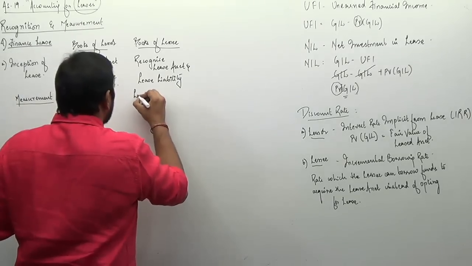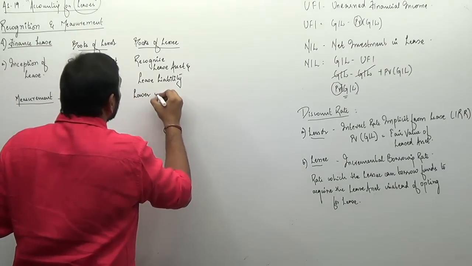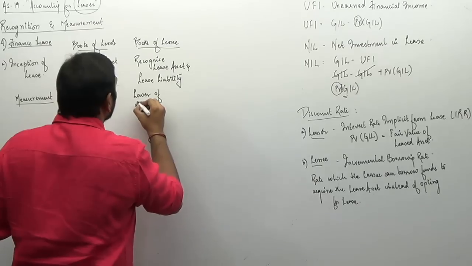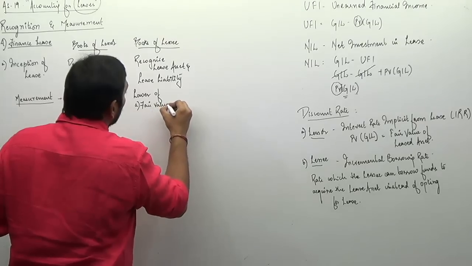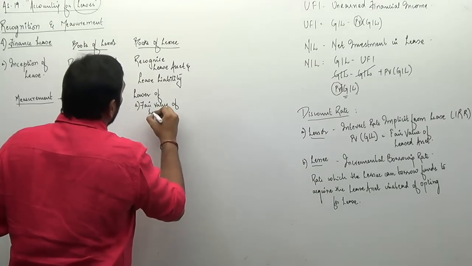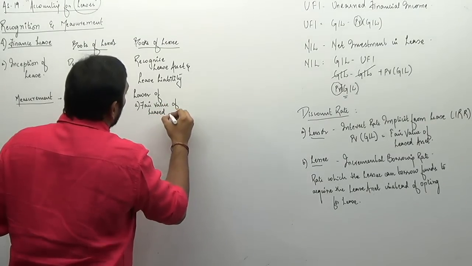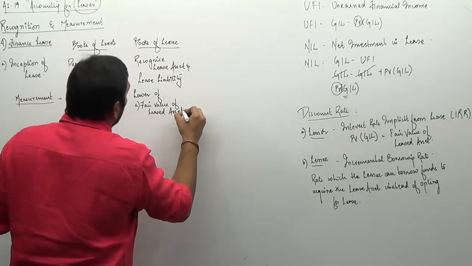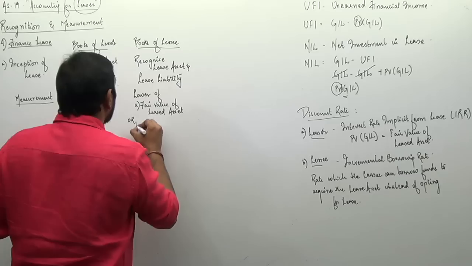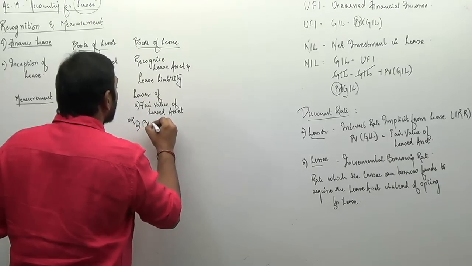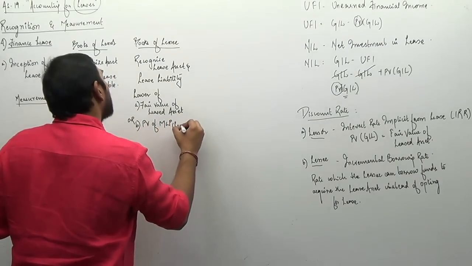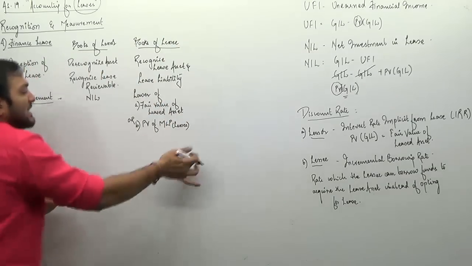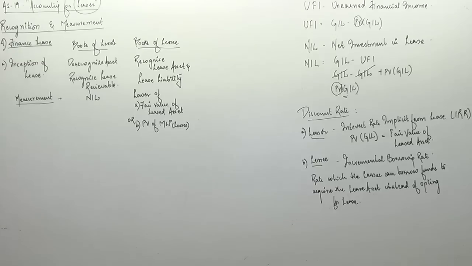Lessee will recognize at the lower of the fair value of the leased asset or the present value of MLP from the standpoint of the lessee. In the lessee's books, it is always MLP for the lessee.